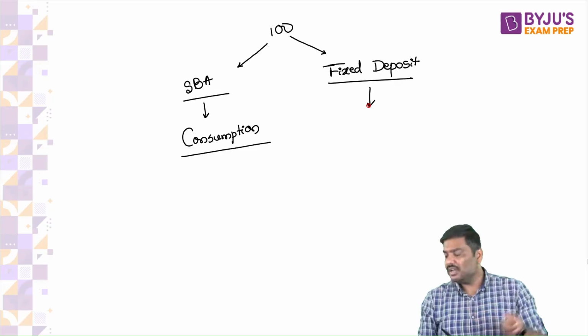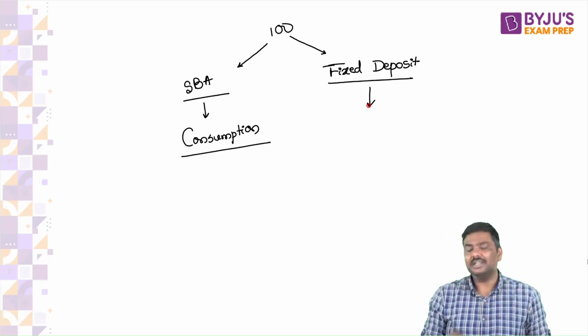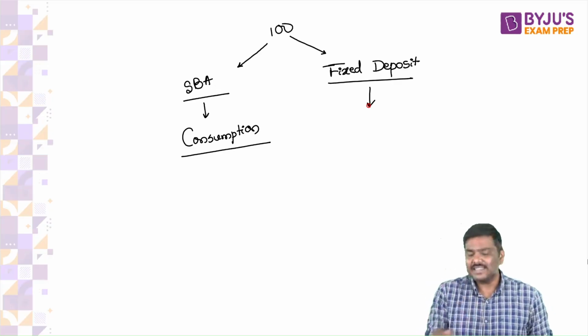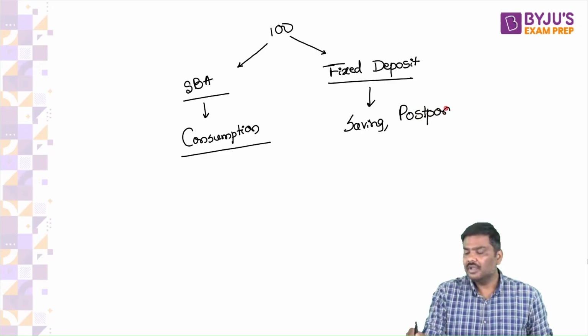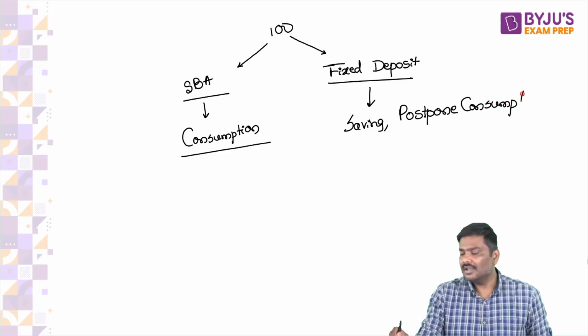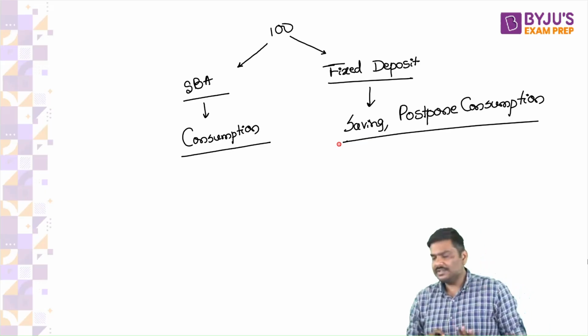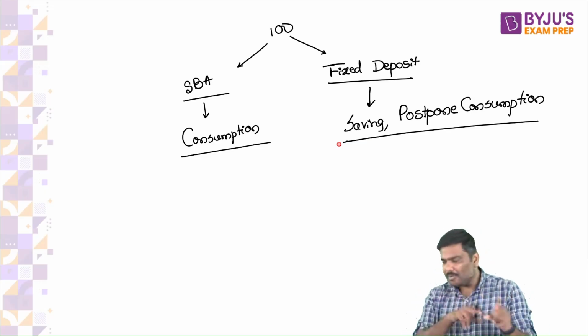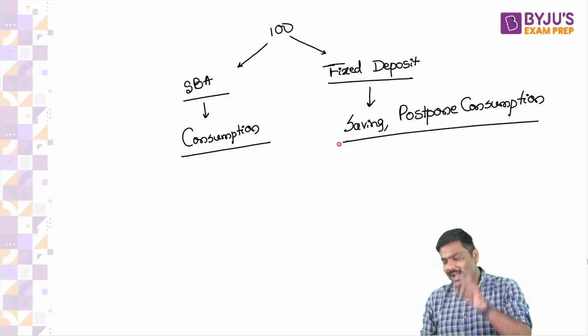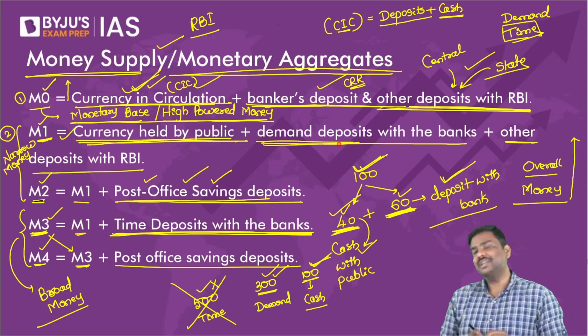And second, fixed deposit. Instead of an SB account, if you keep it in a time deposit, that is a fixed deposit, can I say this is because you want to save money, you do not want to consume now, you want to postpone consumption? Correct or not? Anybody has a problem with this analysis?